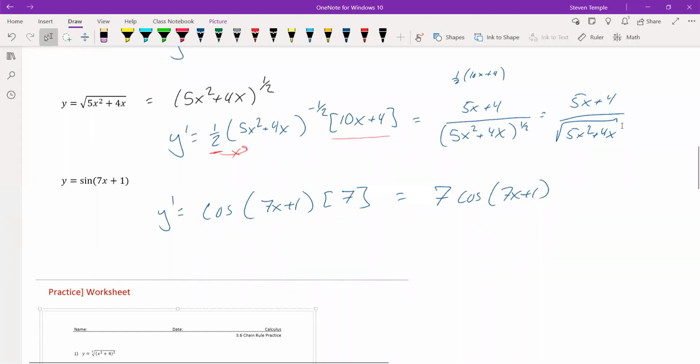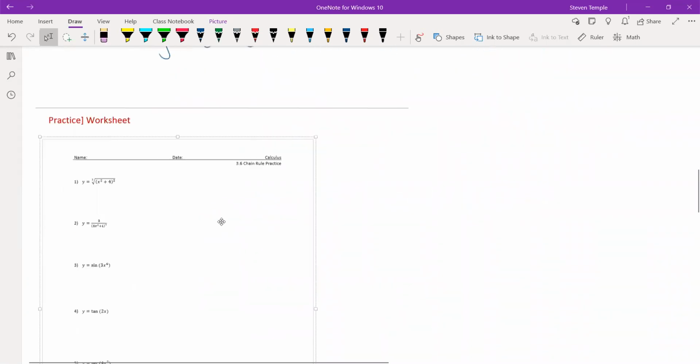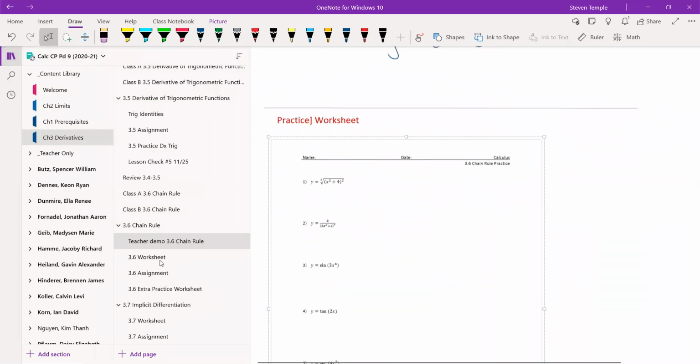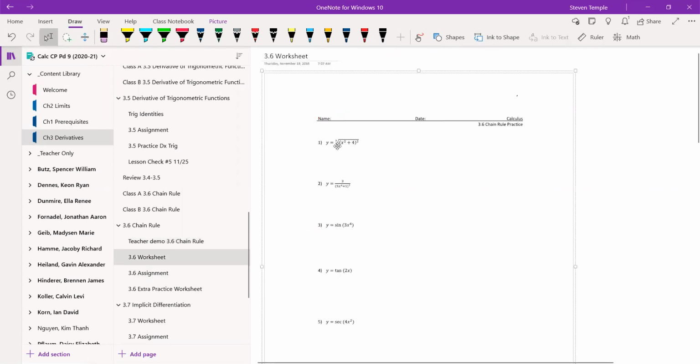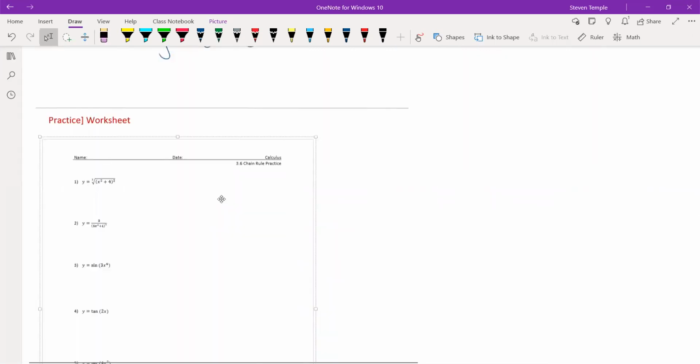This is the chain rule. We just looked at both methods, method 1 and method 2. In my notes, I have a practice worksheet. I also sent this to you. It's also the same worksheet in your OneNote right here. So I just have it in my notes for easy access for me.